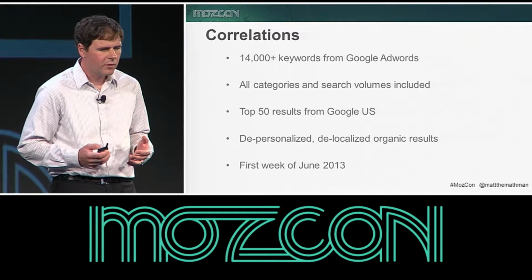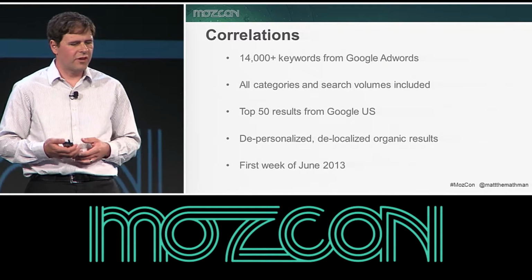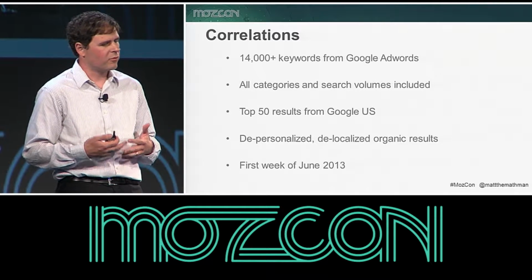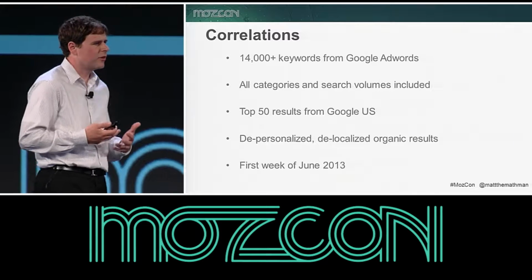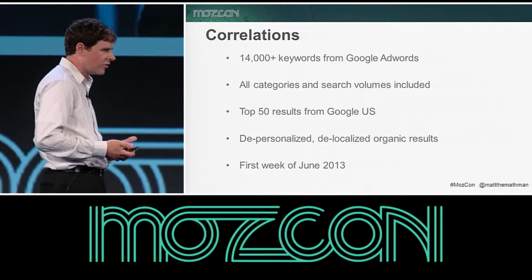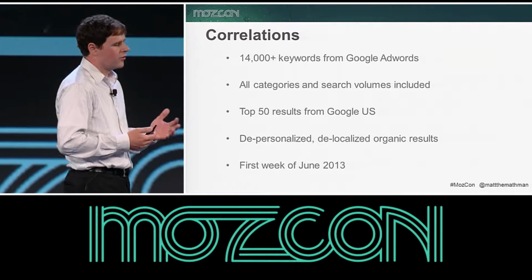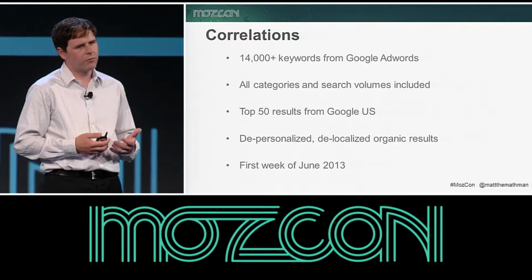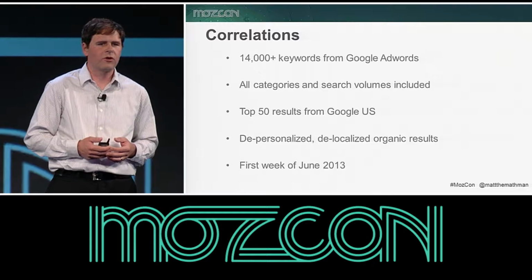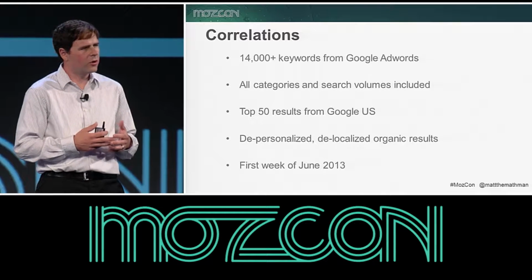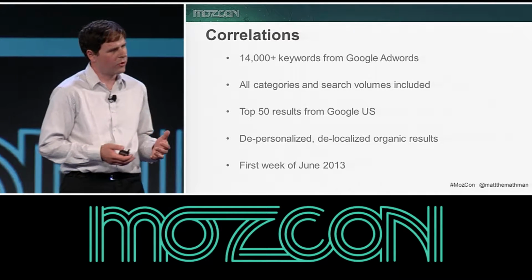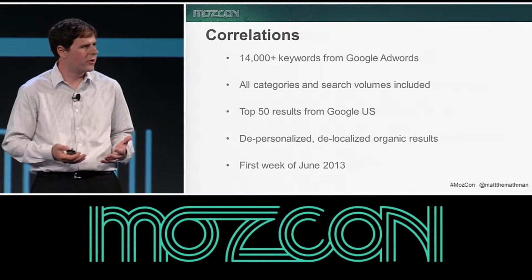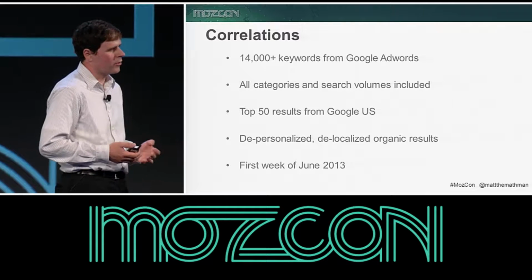To look at the characteristics of sites that ranked well, we ran a correlation study similar to the types of studies that we've run in the past. And I wanted to take a minute to go through some of the details of this year's data, because it's important. For this year, we have between 14 and 15,000 keywords that we took from Google AdWords. And we included all keywords that Google AdWords provided for all different categories, all different search volumes, because we really wanted this to be a broad representative sample.